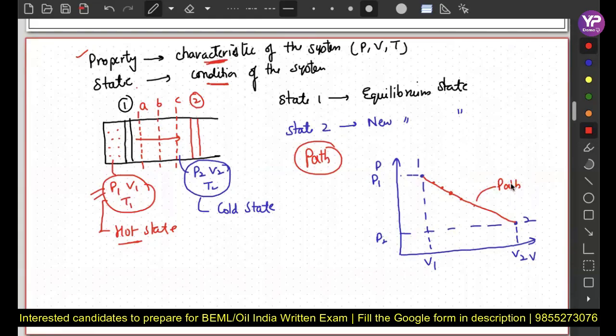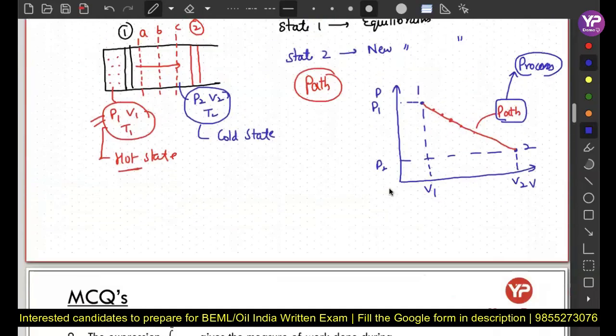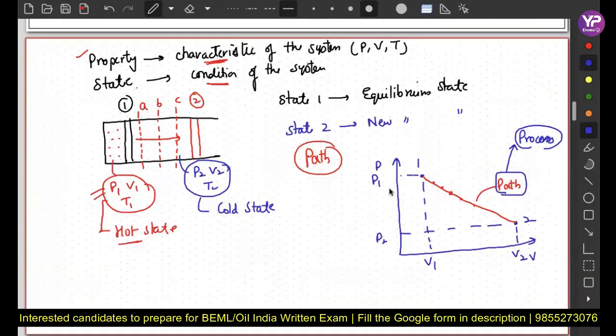So what is the meaning of path? Path represents the succession of equilibrium states. Through which different states you have gone from the first equilibrium state to the final equilibrium state represents the path. And when this path is properly defined, then it is known as the process. Now the question arises, what do we want to find out here? So here we have seen the definition of property, the meaning of state, as well as the process and the path.